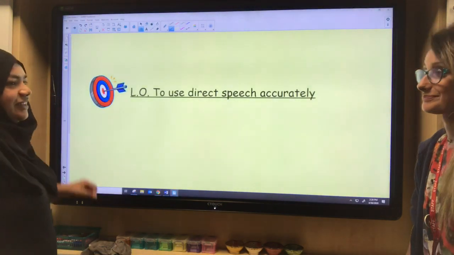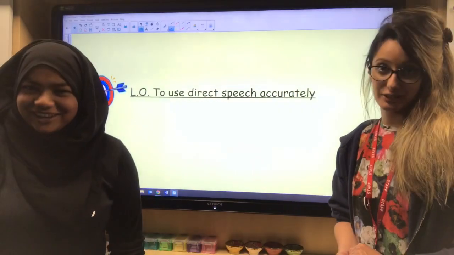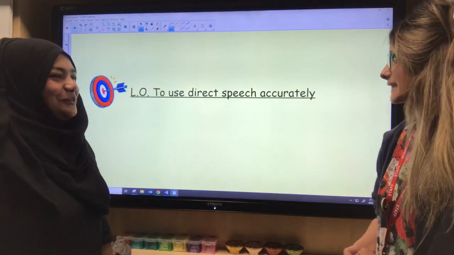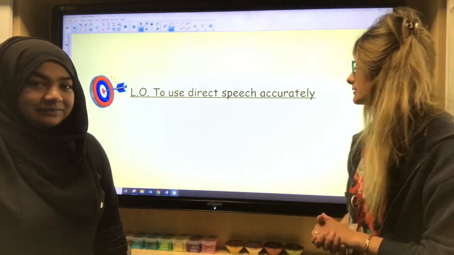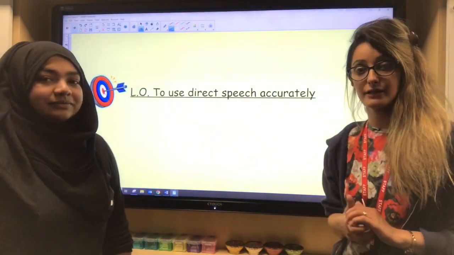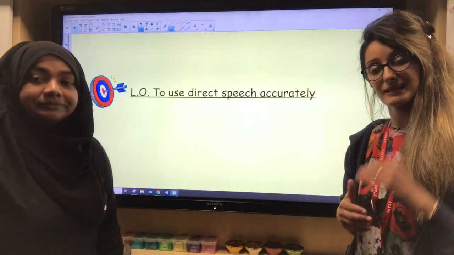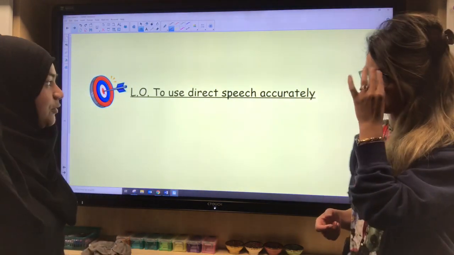Right, the yellow today. To use direct speech accurately. And that keyword accurately, Mrs. Gale, you're very keen on that word. Yeah. Why? It's really, really important to get the expected standard and the greater depth standard in writing. It has to be accurate, and it can't just be sometimes you're accurate, sometimes you're not. It needs to be quite consistent in your writing. So it's really important throughout all pieces of writing whenever you're using direct speech.